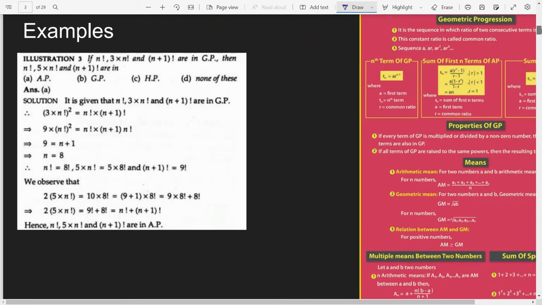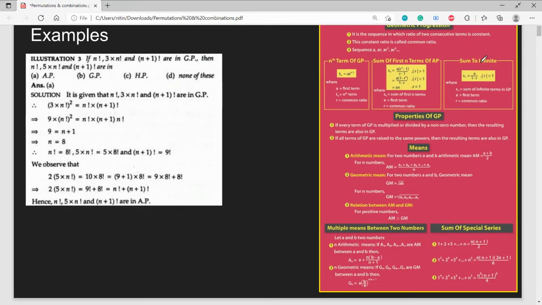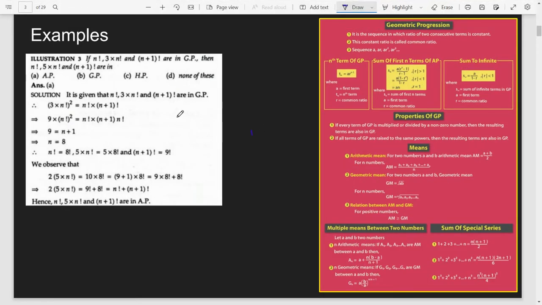Okay, let's now move on to some other example. So the other example is all about, let's say you have three numbers. Those three numbers are n factorial, 3 into n factorial, and n plus 1 factorial. And these are in GP.